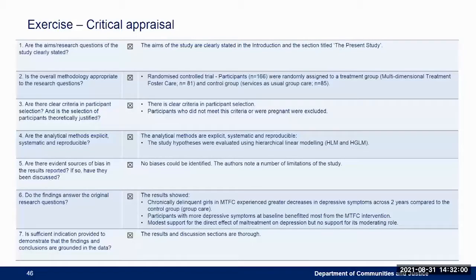Okay, so it's an RCT. There are 166 participants in this RCT. They were randomly assigned to the treatment group, which is the multidimensional treatment foster care group, so 81 in that group, and 85 girls received services as usual care. So 81 in the treatment group and 85 in the control group. So to me, this is a clear methodology. It's got a large sample, so I think it's appropriate to answer these questions.